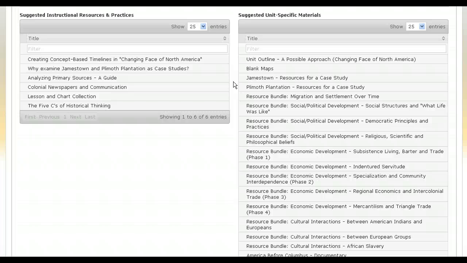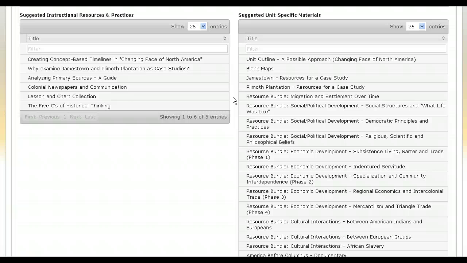So those are placed at the beginning, number one, because they're early colonies, but they also contrast each other very well. As you look into each of these next sections, you're going to see something called a resource bundle. A resource bundle pulls together a number of resources related to a particular topic.